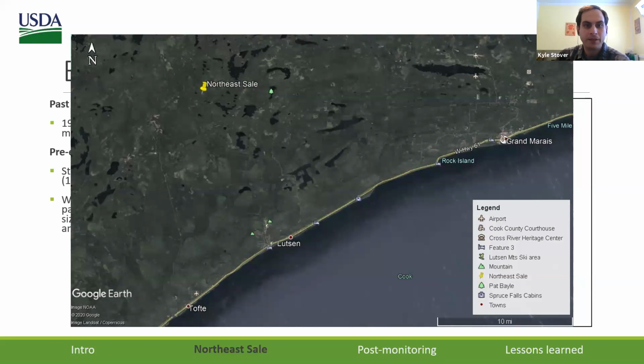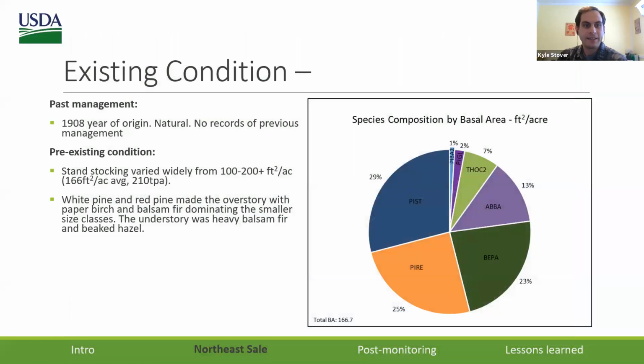The sale I'm going to be talking about, that we're doing this case study on, is the Northeast Timber Sale. It's about 12 or so miles inland from Tofte and Lutsen, Minnesota, up in the very northeast corner of the state. It is a 50-acre mixed pine stand from 1908. All the records I have say it is natural, with no records of previous management.